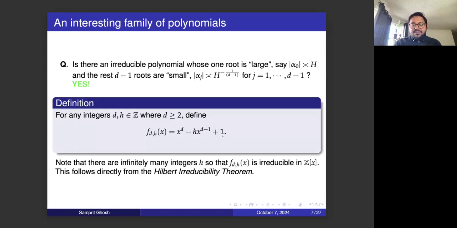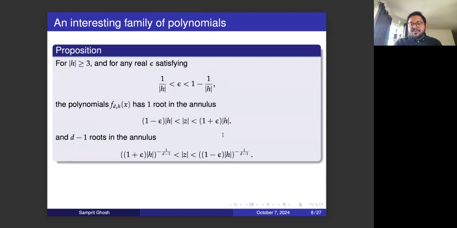Now, the roots of this polynomial have a very interesting property, precisely what we were looking for. If you choose an epsilon between 1 over mod h and 1 minus 1 over mod h, then this f d h polynomial has one root in the annulus 1 minus epsilon times mod h to 1 plus epsilon times mod h, so of order mod h, and the rest d minus 1 roots in the annulus 1 plus epsilon times mod h to the minus 1 over d minus 1, and so on. So d minus 1 are very small roots.